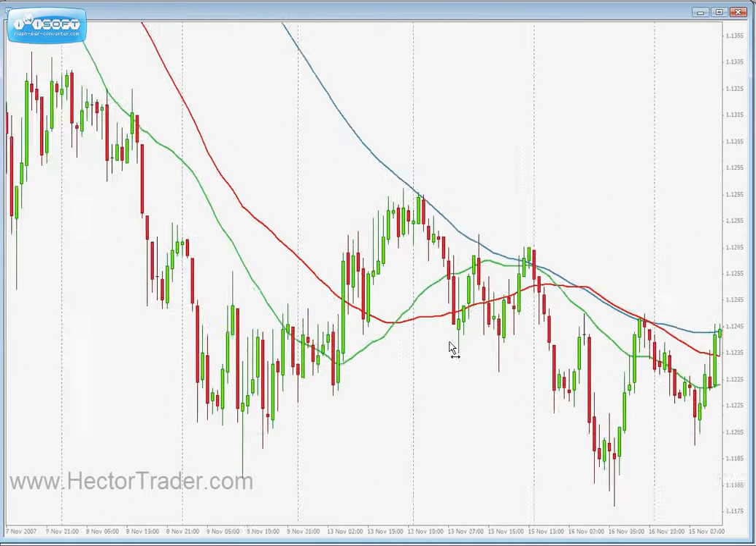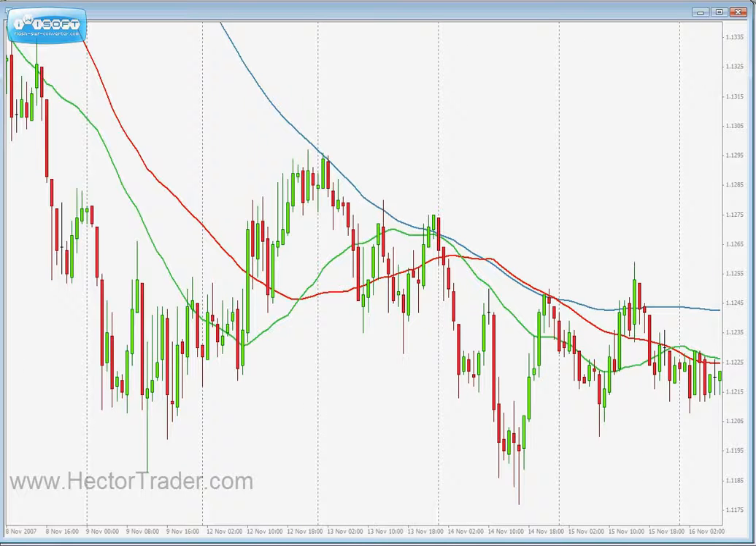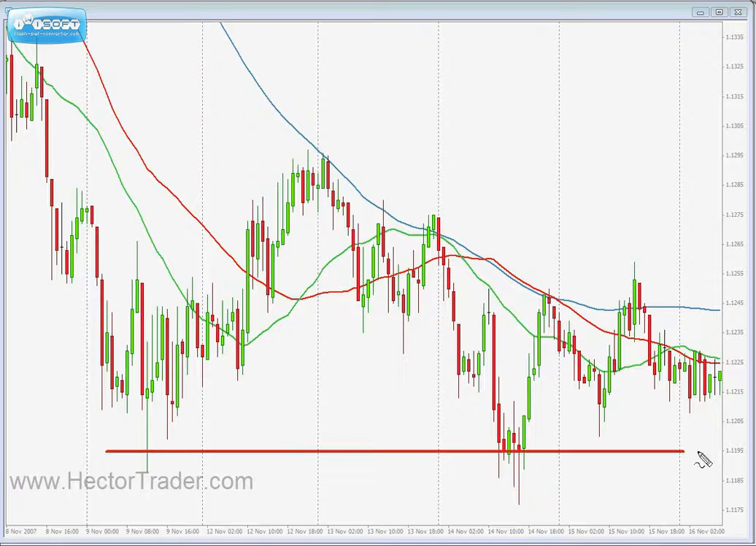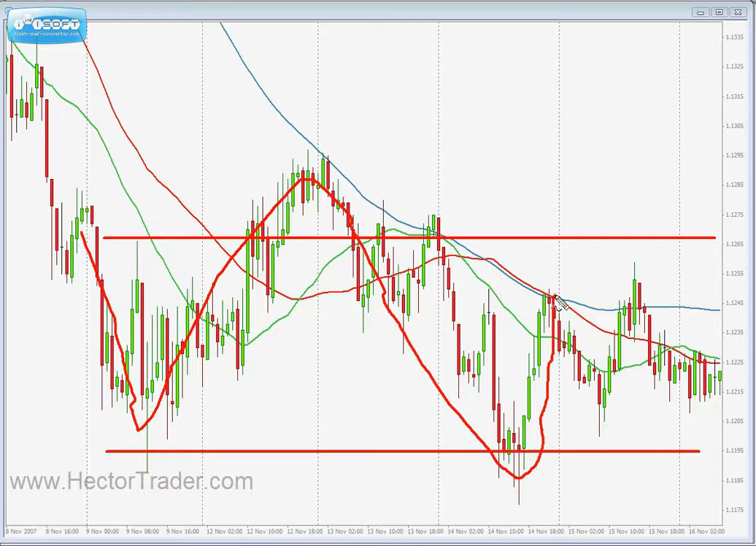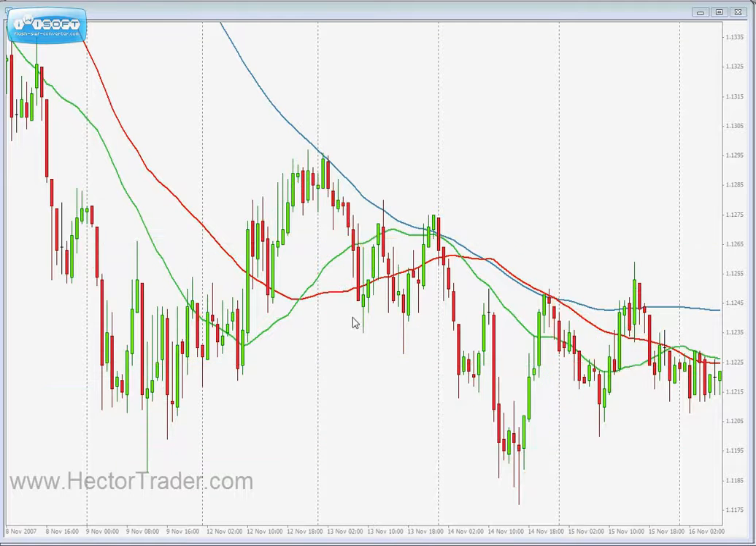Right here, right now, I am showing you a range bound market. Very clear range bound market. Prices are basically whipping up and down, and then up and down again. Basically, it's moving sideways, or at least it's definitely not moving in any particular direction. There is no particular bias in this chart.